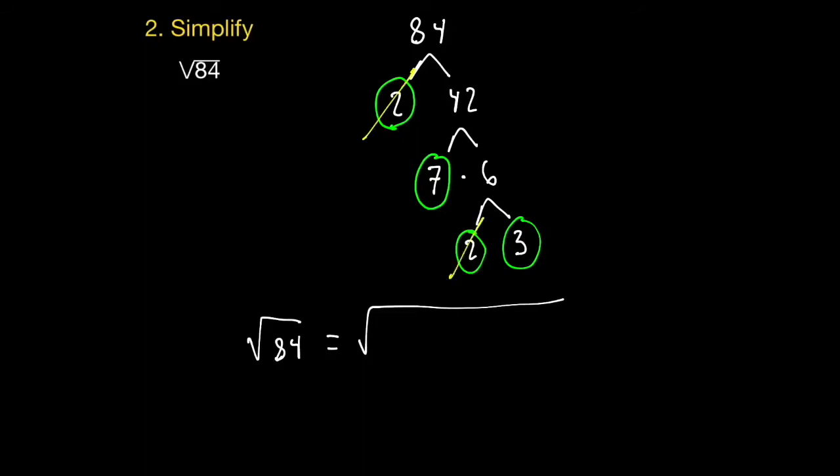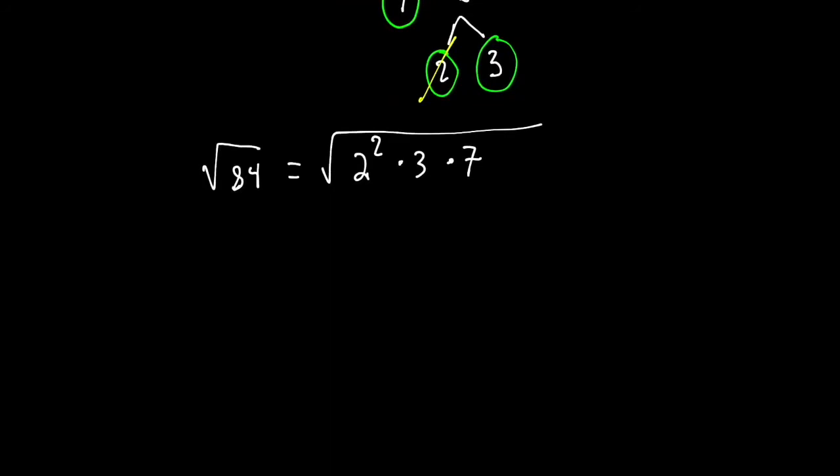So here I have a pair of 2's. I can rewrite those as 2 squared, and then the 7 and the 3, I can't pair them up with anything else, so I'll write them as 3 times 7. And now I can distribute the radical to each individual term, leaving me with a square root of 2 squared times the square root of 3 times the square root of 7.